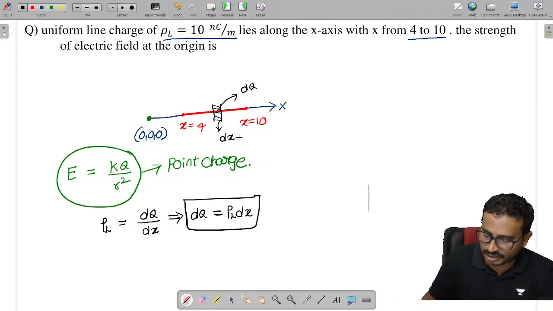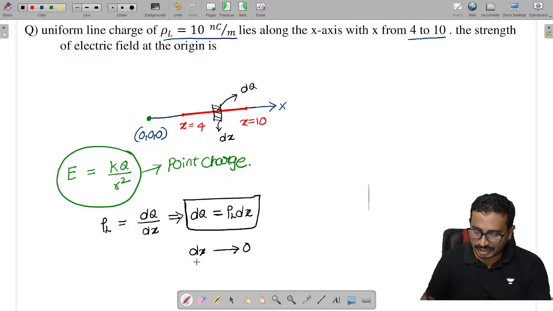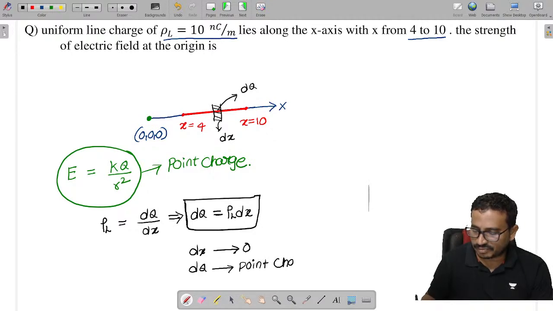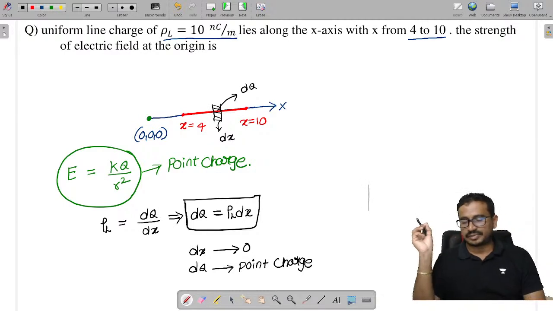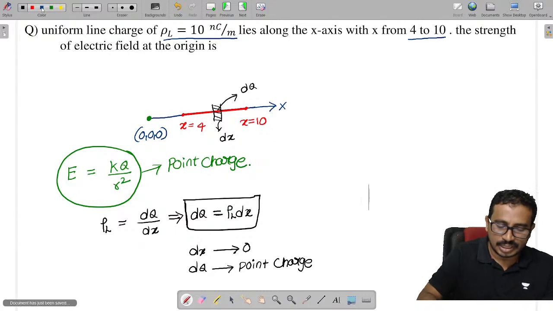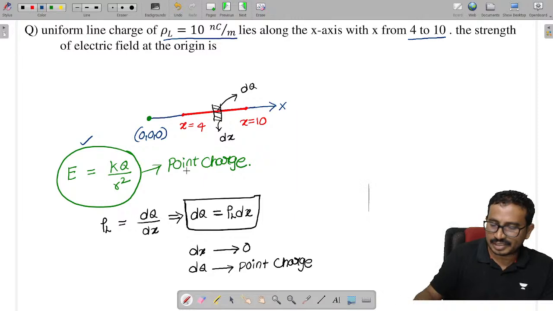If you see carefully, as the dx value tends to 0, it is very small, then I can say dq becomes a point charge. What is meant by a point charge? A charge having negligibly small physical dimensions. As dx tends to 0, dq will become a point charge. So then I can find the electric field. Can you apply this formula to find the electric field?